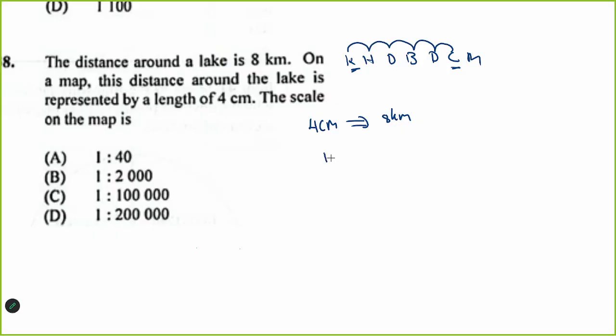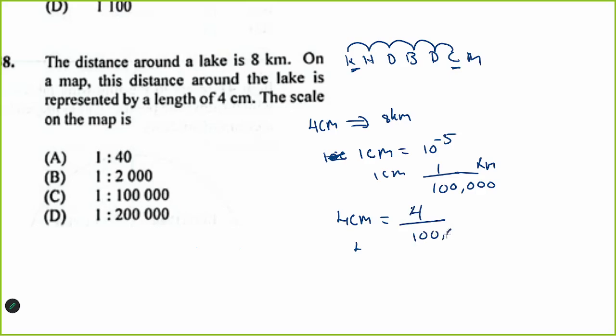So we know that 1 centimeter is equals to 10 to the negative 5. 1 centimeter is equals to 1 over 100,000 kilometers. So we know that 4 centimeters is going to be 4 over 100,000. Hold on, why am I doing this in kilometers? So I was converting everything to kilometers. That's not what you're doing. We want the scale of the map.